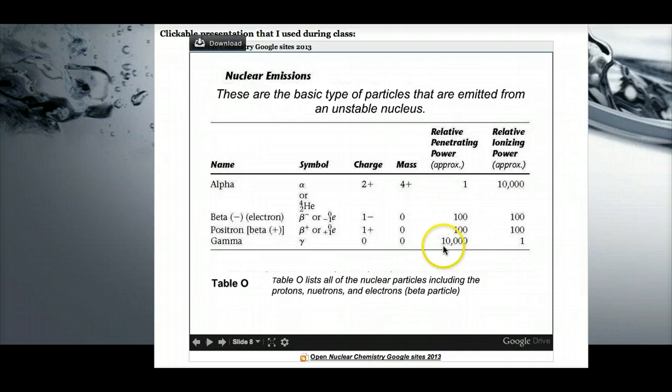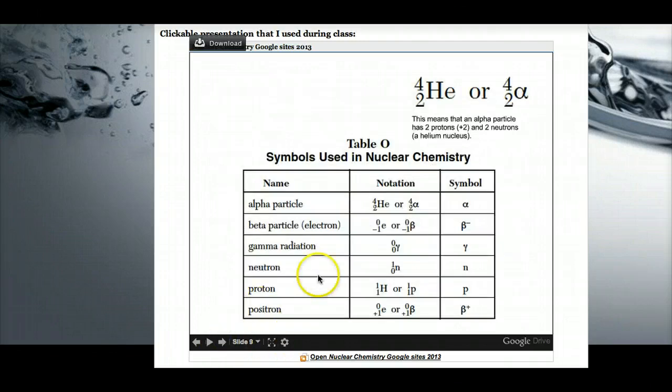Because it has no charge, there is no place for it to deflect toward or from, and because it's light, it's just energy. It takes a lot to stop gamma radiation, something you do not want to be around. Now, a positron is really a positive electron, and you denote these values here. It is the same. But let's go to table O to see that.